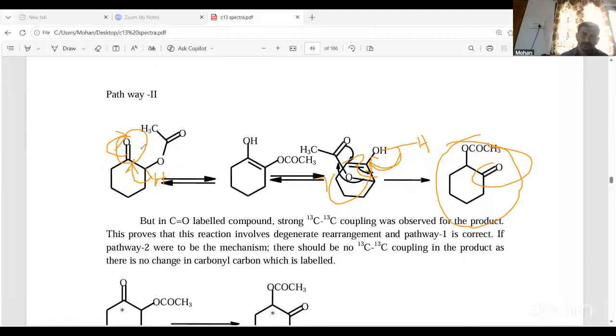So where the carbonyl group is present on the C1 carbon, initially it is on the C1 carbon. After also it is on the C1 carbon, right? There is no change in the carbonyl position here. Okay. So the position is retained for the carbonyl and for the ester, though the rearrangement is taking place here.